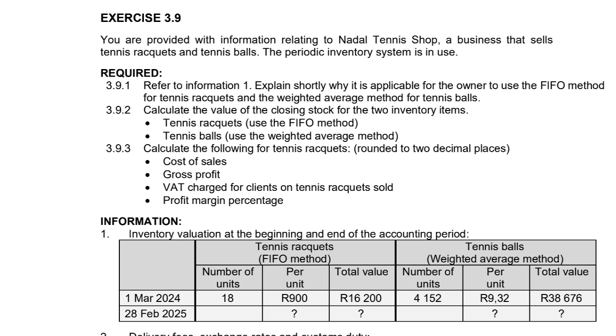Exercise 3.9. You are provided with information relating to Naval Tennis Shop, a business that sells tennis rackets and tennis balls. The periodic inventory system is in use.